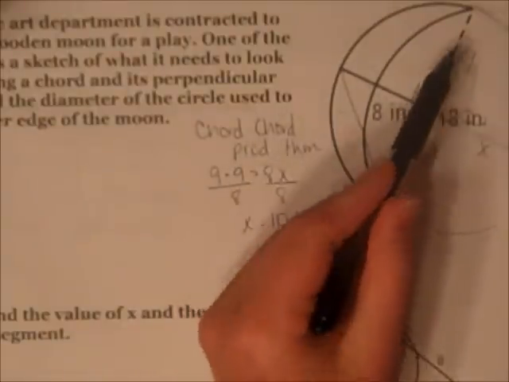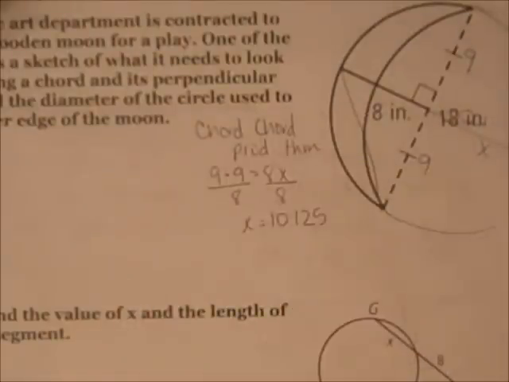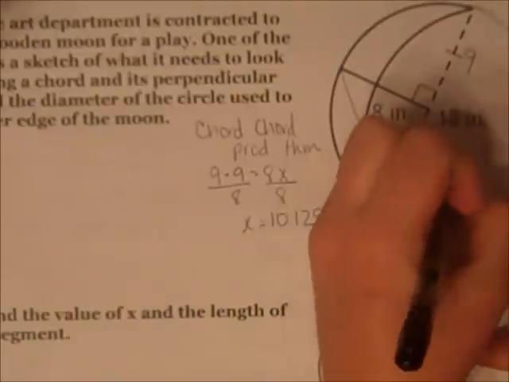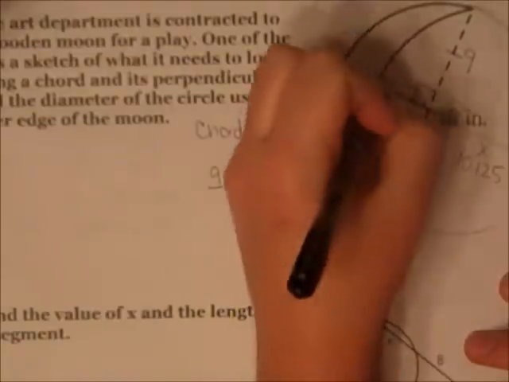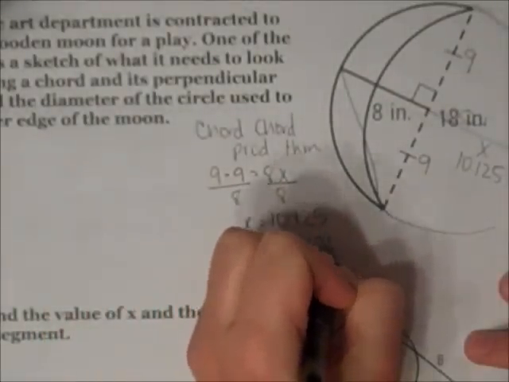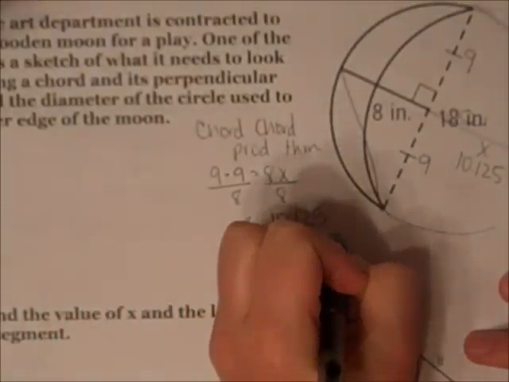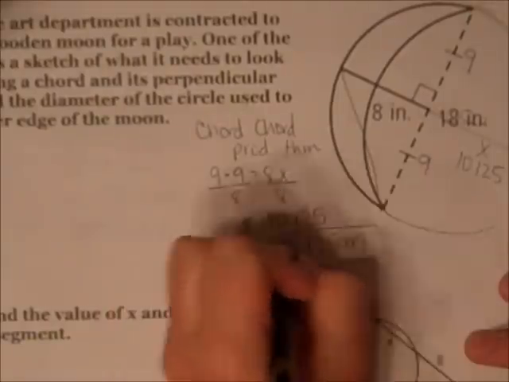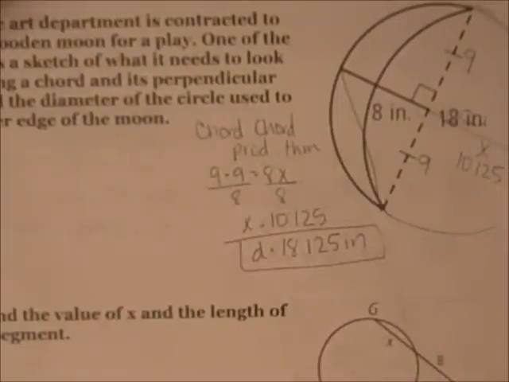Any segment that is going to be the perpendicular bisector of a chord is going to be the radius or the diameter. So if this is 10.125 and this is 8, then the diameter is 18.125. What are we in? Inches. Okay, so this one doesn't really even look like a circle at first glance because it just has the moon.